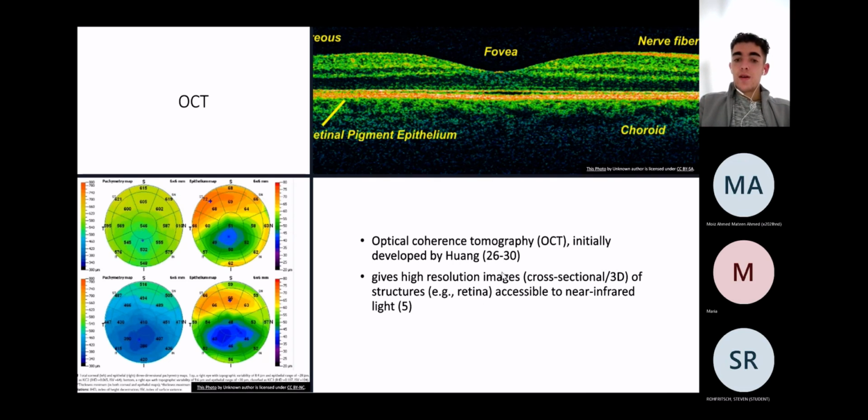So this thing is exponentially higher resolution, which is good. But again, the major limitation is it's only accessible to surfaces which can be reached by visible light. In this case, it uses near infrared light spectrometry. Anyways.